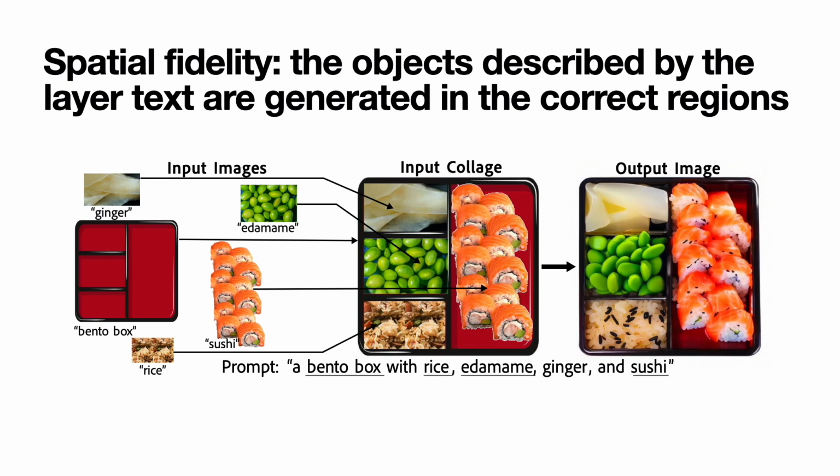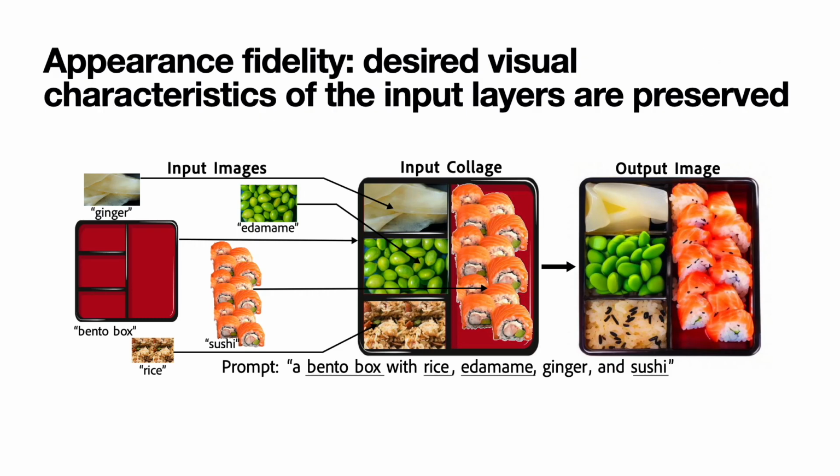For instance, in this image, the ginger is generated in the right place, the edamame is generated in the right place, so on and so forth. 3. Appearance fidelity. Desired visual characteristics of the input layers are preserved. For instance, here the sushi generated is salmon sushi, and the ginger generated is sliced ginger.